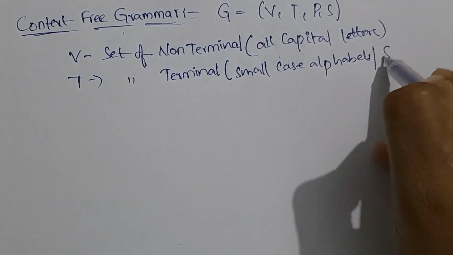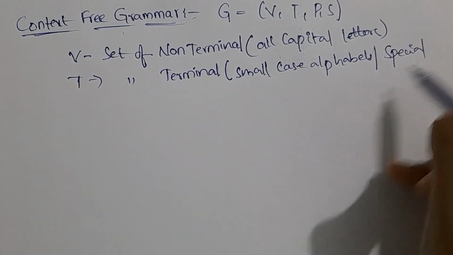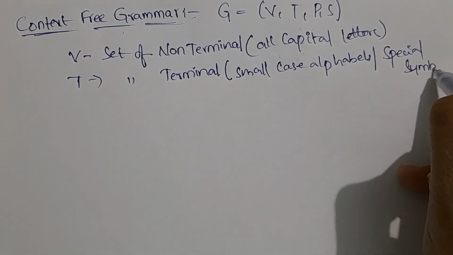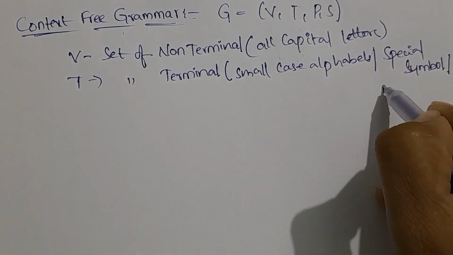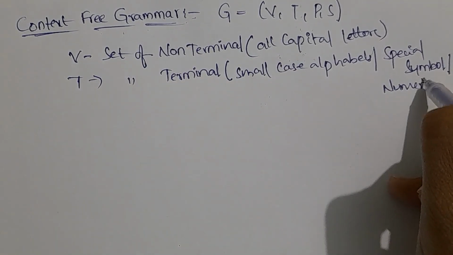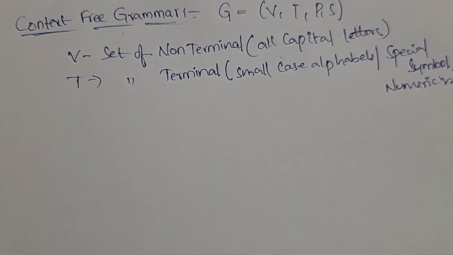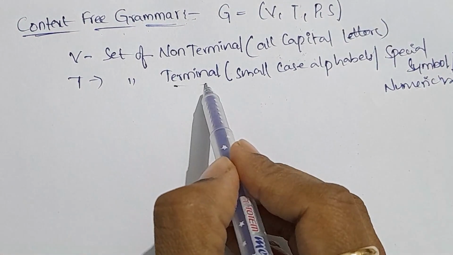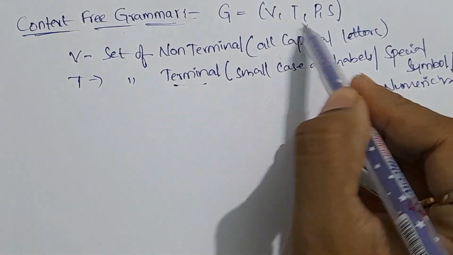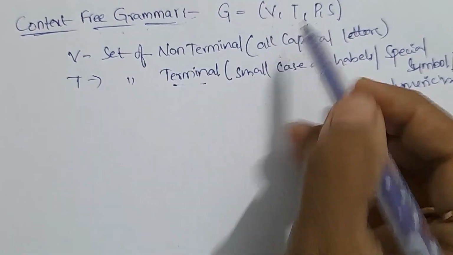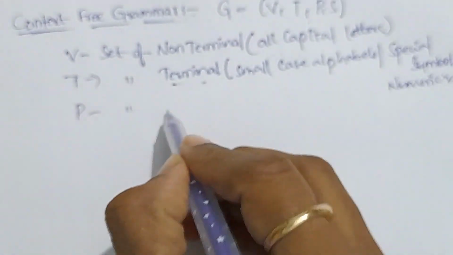as well as special symbols. Numeric values 0 or 1 can also be represented with the help of terminals, where P is the set of productions.